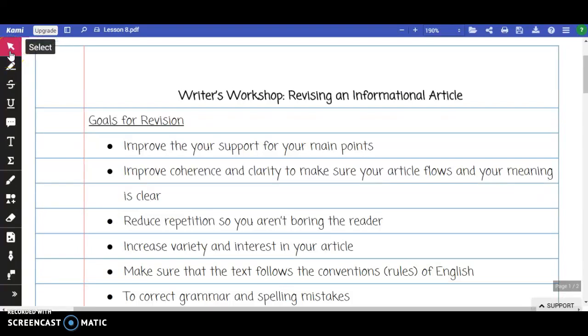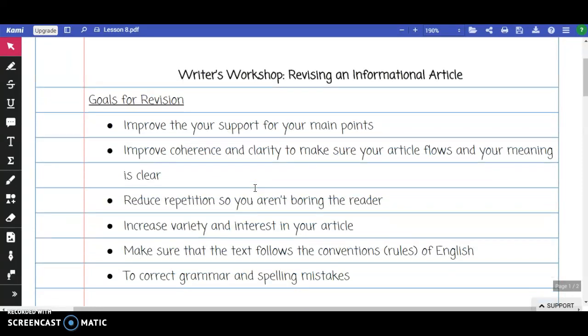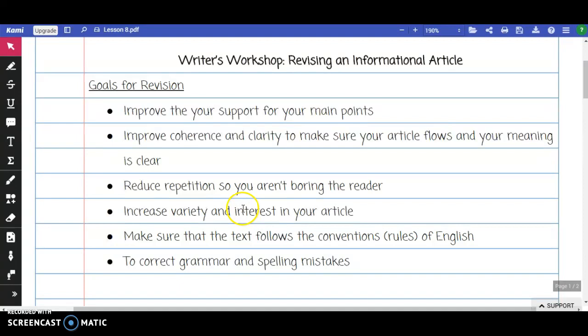When you revise any piece of writing, your goal should be to improve the support of your main points in the piece of writing. In doing this, you will improve coherence and clarity to make sure that your article flows and your meaning is clear. When you revise well, you reduce repetition so you aren't boring the reader. You increase variety and interest in your article.